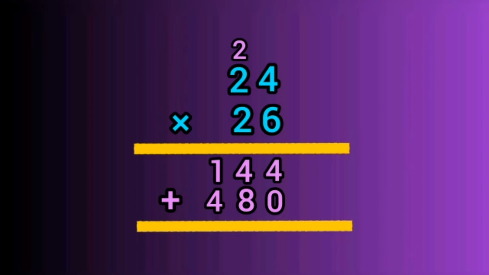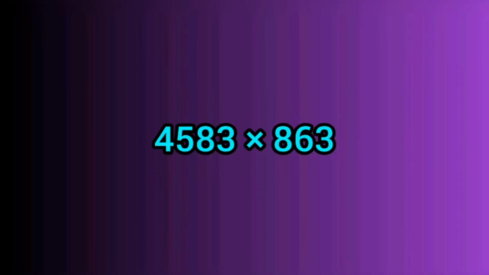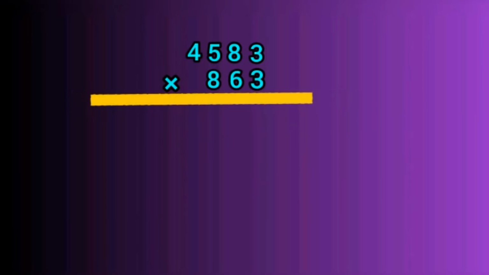So 144 plus 480 is equal to 624. And great, you got the answer. 3 digits. 4583 into 863. This question might look hard, but it is actually easy to solve. The same thing as we solved for the 2 digit, but instead we will have 3 numbers for adding.